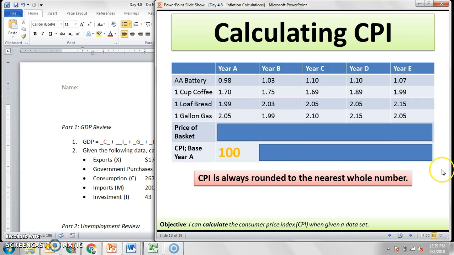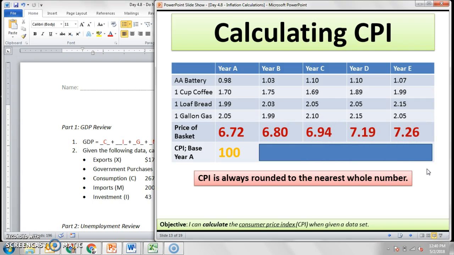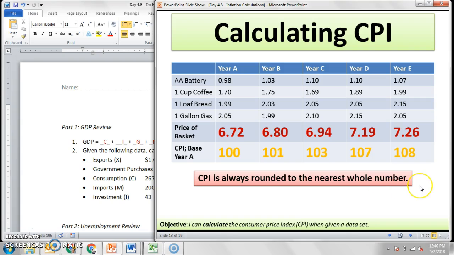So here's an example that we did in class. I would encourage you to pause the video and to do this now. Calculate the price of the market basket for each of these years, and then use that formula to calculate the CPI. Again, do this on your own first, and then resume the video and check your answers. All right, here's the price of the market basket in each of those years. And this is the CPI for each of these years using the formula that we just went over. Always round CPI to the nearest whole number.